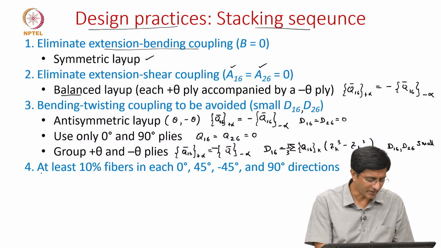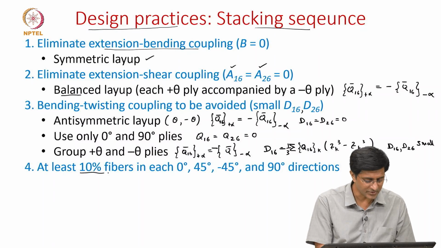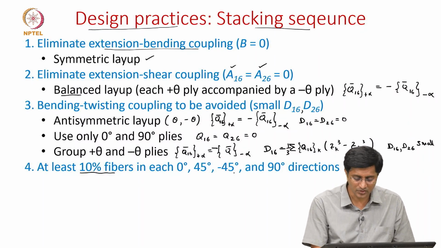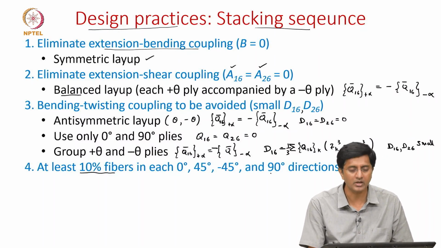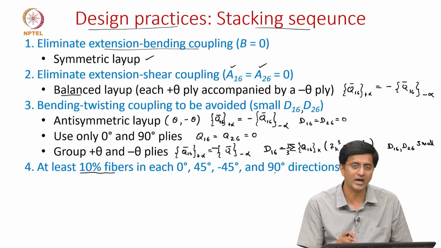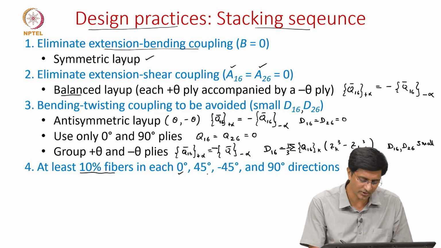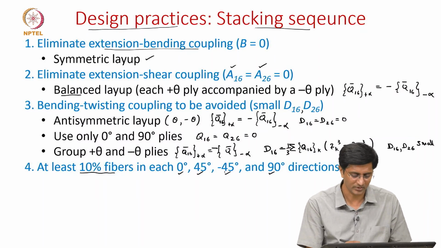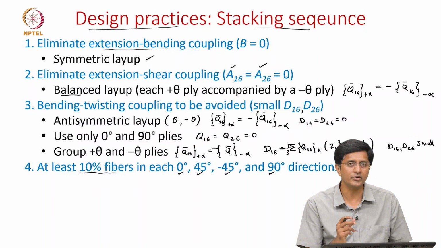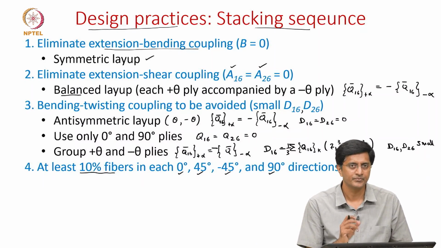The next practice is that it is prescribed to have at least 10% of the fibers in each of these four directions. These are the principal directions we have in a laminate: the 0 degrees, 90 degrees, plus 45, and minus 45. And for a moment, why don't you think about why this is prescribed? The answer lies with primary loads versus secondary loads.